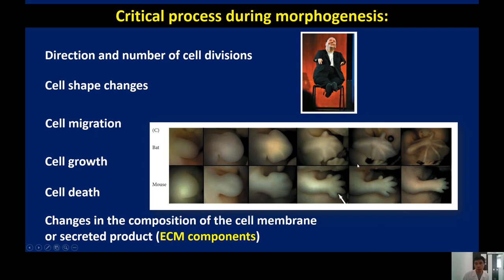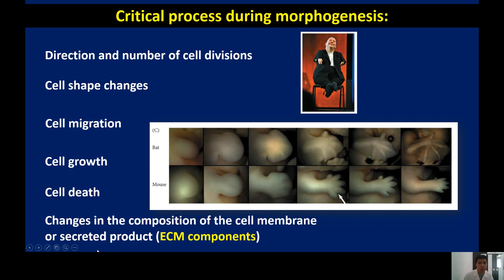So the cell death is also important for the formation of such organs. Whether it will be a wing, for example, or a hand, or webbed feet in many kinds of birds, it is determined by the cell death process, called apoptosis.